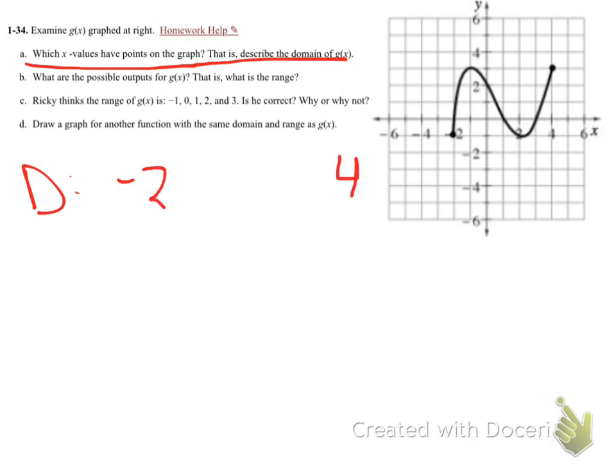The x values are between that, so the x values are going to be greater than or equal to -2. And I know it's going to be "or equal to" because that is a closed circle there. And the x values are going to be less than or equal to +4. So they're everywhere in between here.